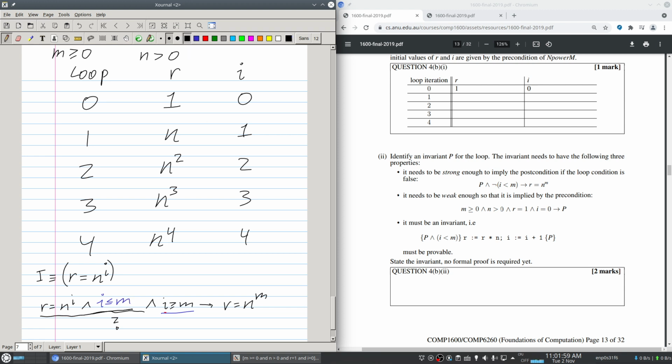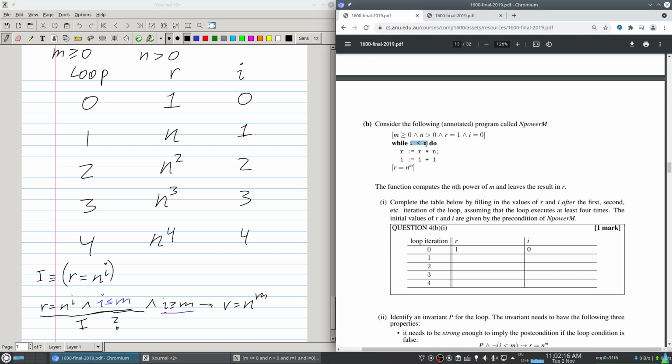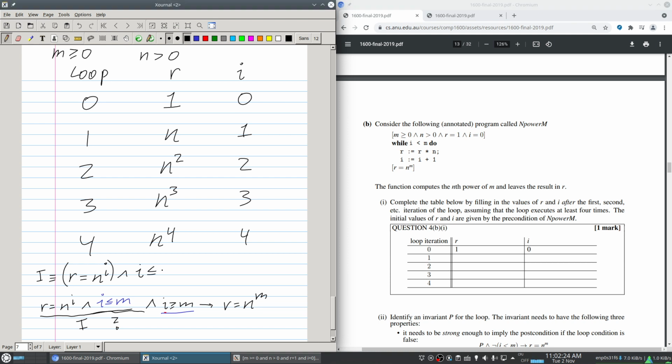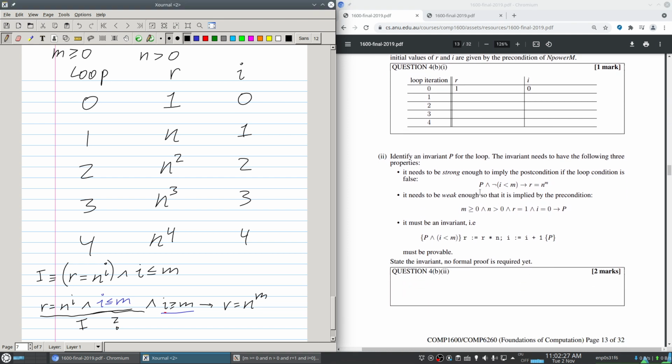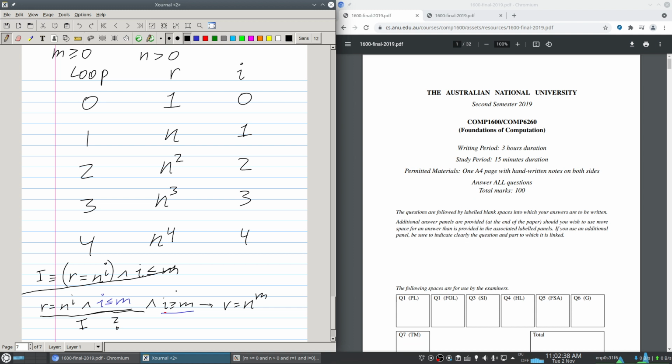Now I need to check that this property here, my new invariant, is, well, invariant. So is it the case that as the loop runs, I is always less than or equal to m? Well, if that's not the case, then we don't ever enter the loop, right? Because the loop keeps running while I is strictly less than m. So it looks like that is indeed a property that is invariant, and so I can add that to my invariant here. So it's now strong enough to imply the post condition because I kind of reverse engineered it so that it was. It also needs to be weak enough such that it's implied by the precondition.